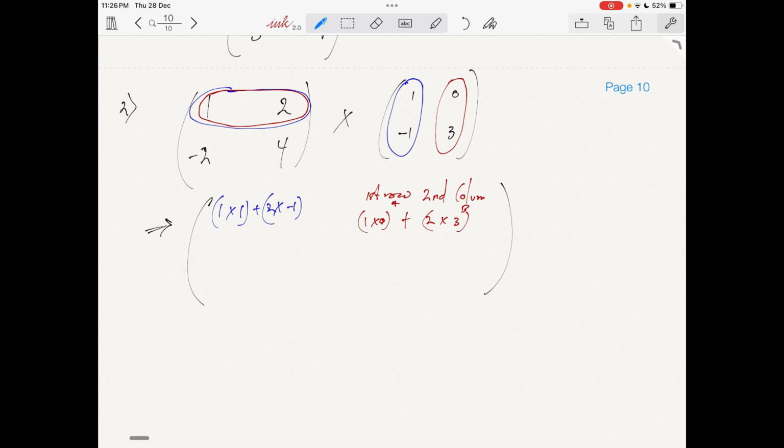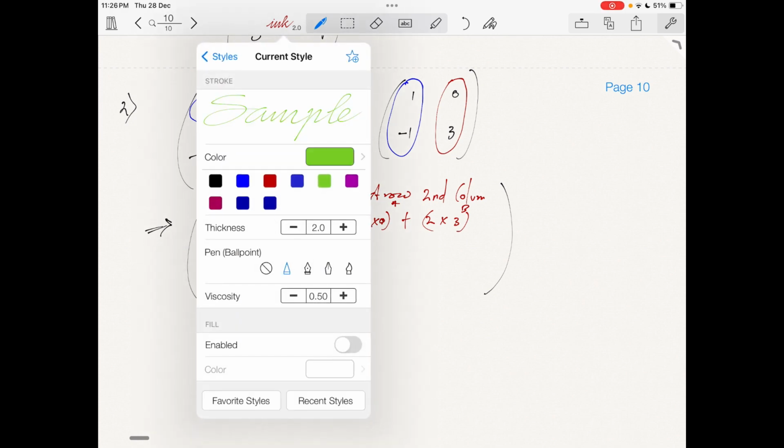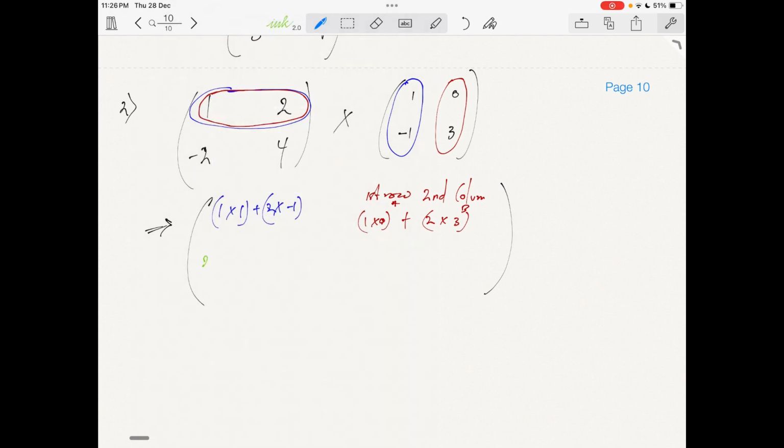Now the next is to take the second row, first column. So the second row of A and the first column of B. So we are talking about minus 2, 4 and 1, minus 1. So we have minus 2 multiplied by 1 plus 4 multiplied by minus 1.